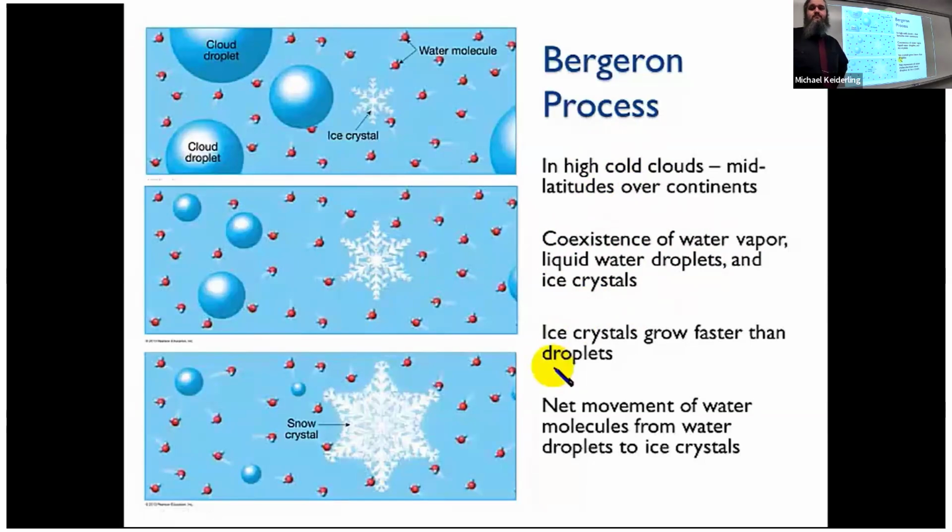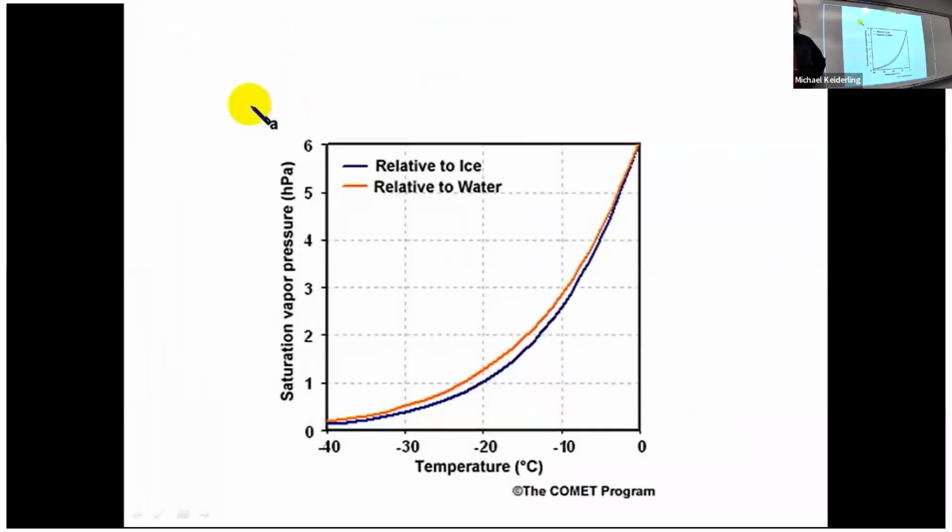So the key here is that precipitation is formed in the form of ice crystals. Now, when it finally reaches the ground, it can be rain because it may have melted by then. But the formation of the precipitation is in the form of ice. And there's a net movement of water vapor from droplets to ice crystals.